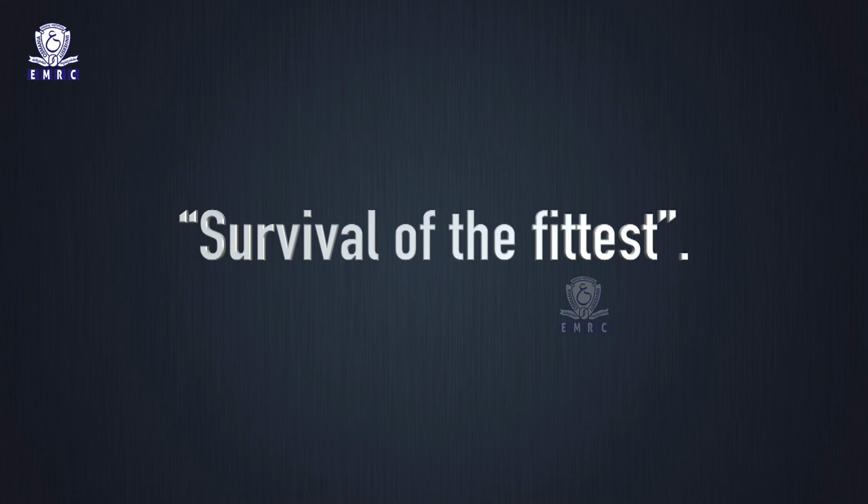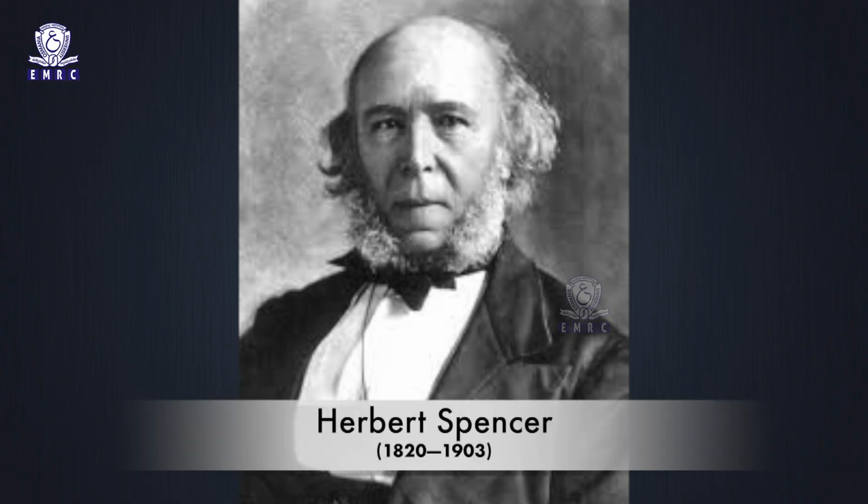According to the theory, which was popular in the late 19th and early 20th centuries, the weak were diminished and their cultures delimited, while the strong grew in power and cultural influence over the weak. Social Darwinists held that the life of humans in society was a struggle for existence ruled by survival of the fittest, a phrase proposed by the British philosopher and scientist Herbert Spencer.